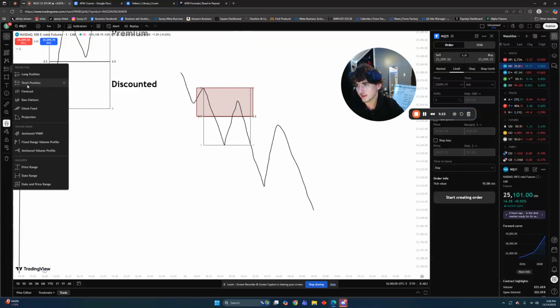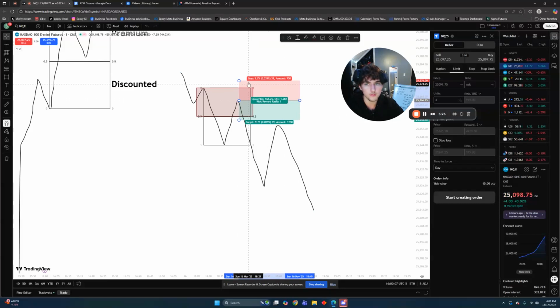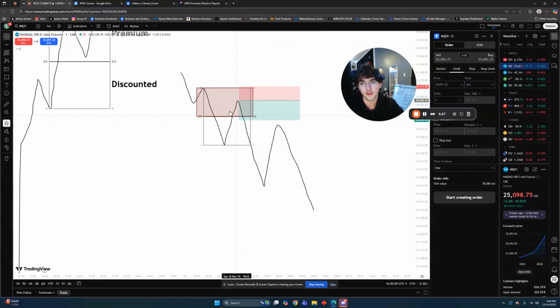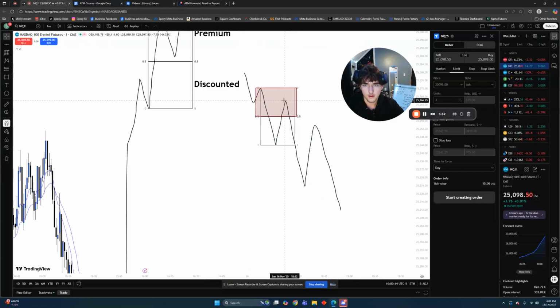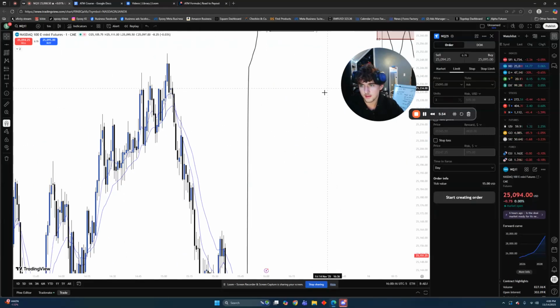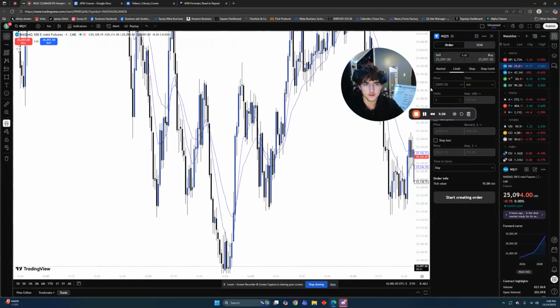So this would be a nice time to take a short up here. We're in the order block, have the stops right above the order block and recent buy side liquidity, and you could be targeting sell side. Okay, so let's see if we can find an example on the chart.